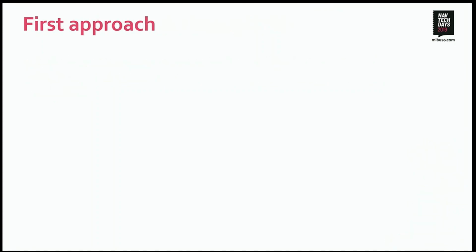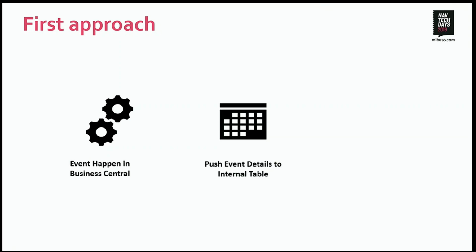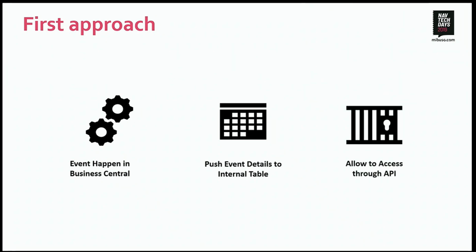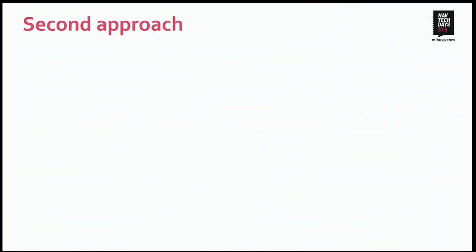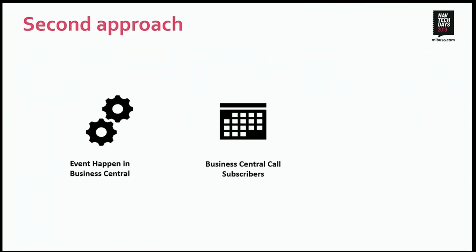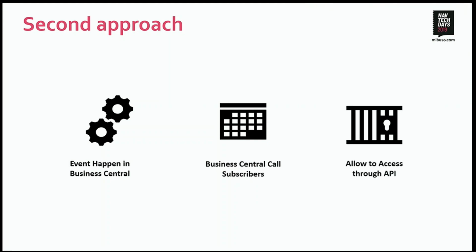So the first approach: an event happens in Business Central. We push it to an internal table and allow it to be accessed through APIs. The second option is the same thing: an event happens in BC. This time we are not putting it into an internal table, we are calling subscribers and saying that something changed. If you want, come and get the data set. And then they will call the APIs and query the data set.